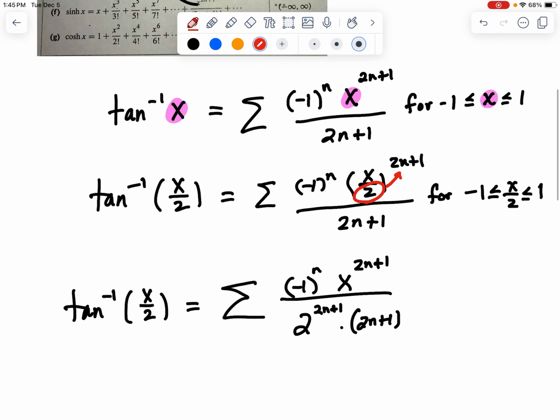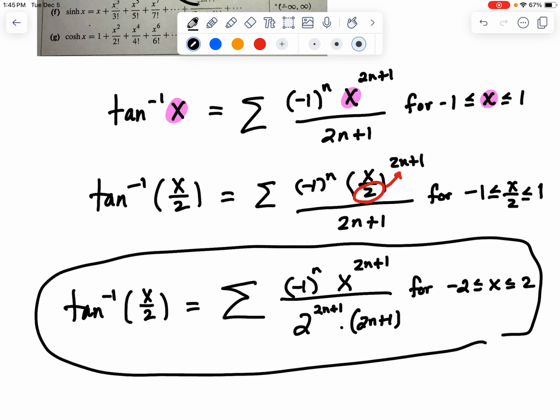And then the last part is over here: to solve for x, multiply everything by 2. So that means that this series works between negative 2 and positive 2 inclusive. And that is it.